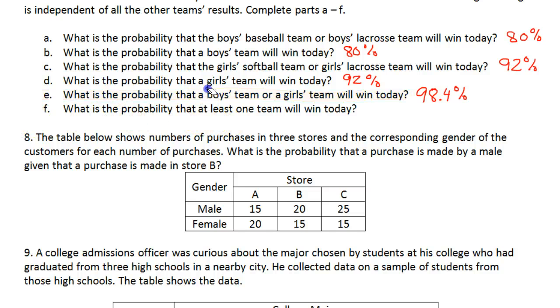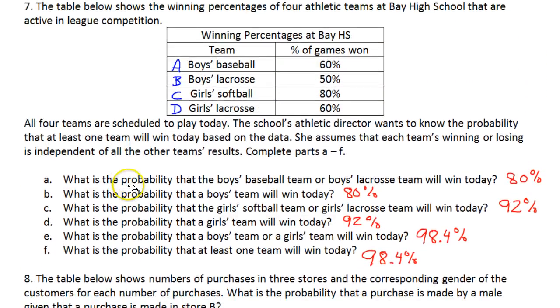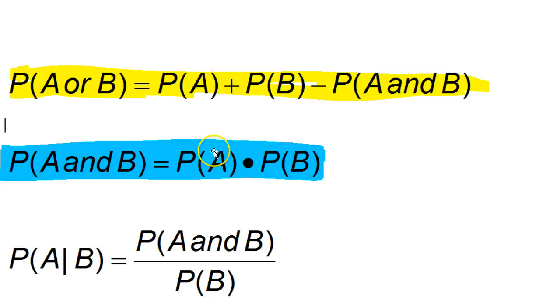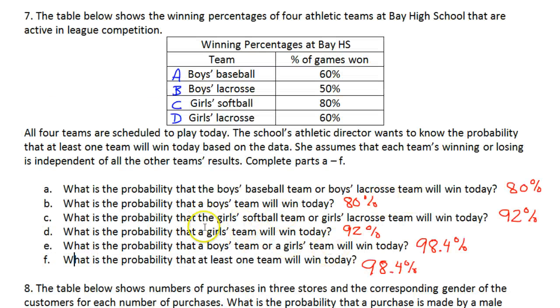So, which brings us to F. What is the probability that at least one team will win today? Well, again, that's just another way of asking the same thing. If at least one team will win, that means either a boys team or a girls team. So that is our 98.4%. Okay, fantastic. That was a lot of calculation, but we should be experts at these, using these two probability formulas, because we just did it like three times in a row.